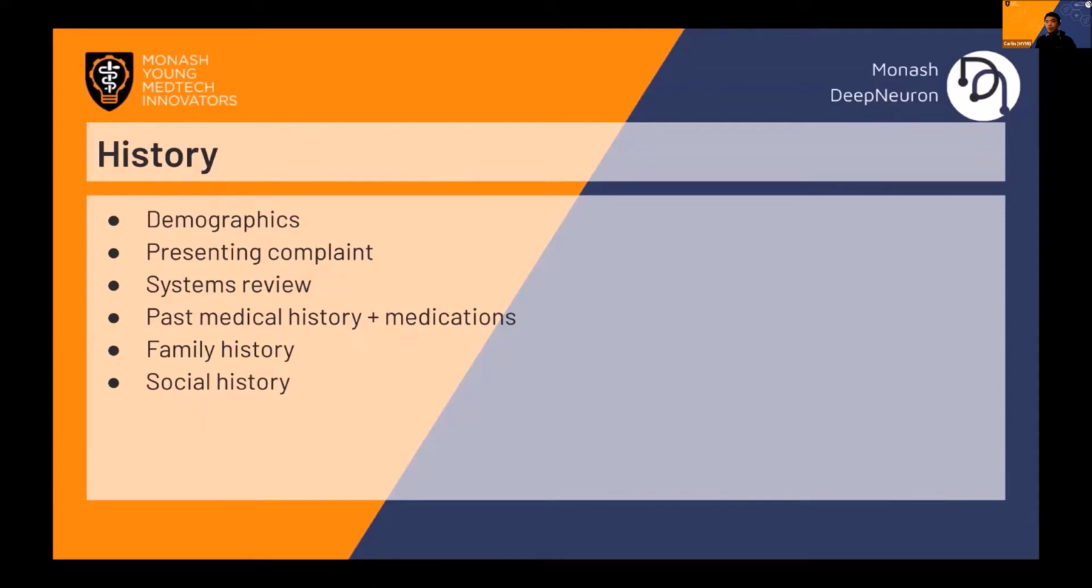Then we would conduct a system review. So for chest pain, it would either be cardiac for the heart or respiratory for the lungs to identify any conditions that it might be. We also need to ask about past medical history and any medications they are on, because this might be an exacerbation of a disease they already have, or the diseases they have might predispose them for another illness. Then we need to ask about family history, because things such as cancer might run in the family. We also need to ask about social history, so what their stresses are, what their living situation is, to provide a complete picture of the patient.